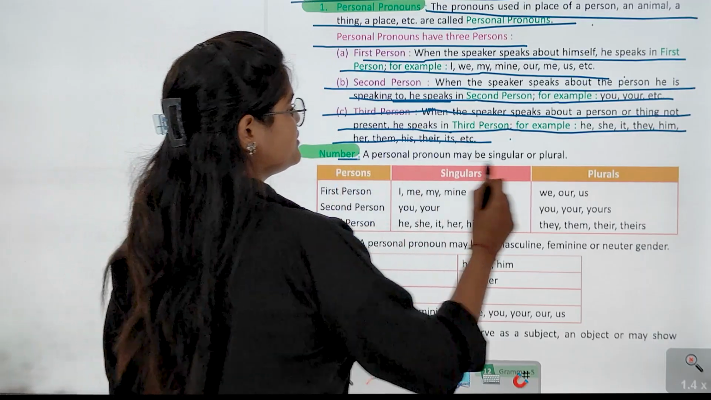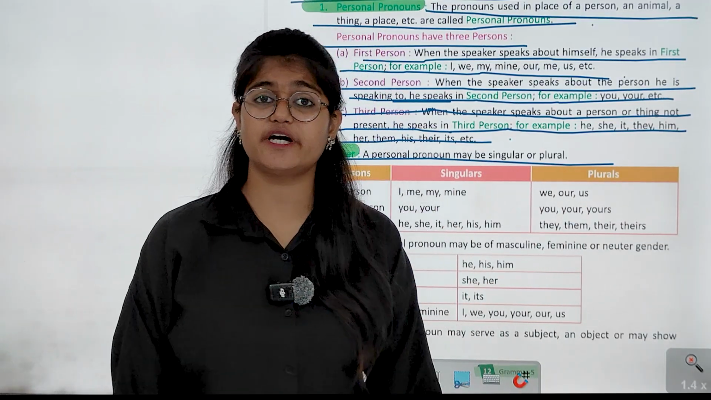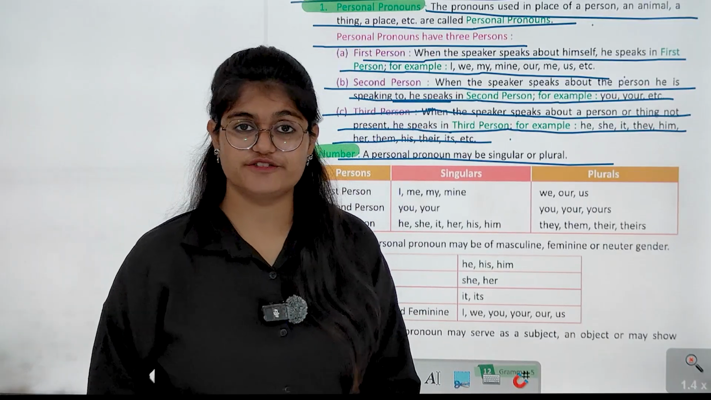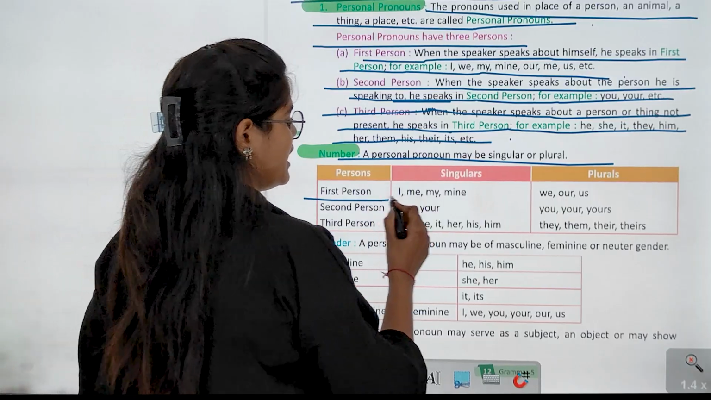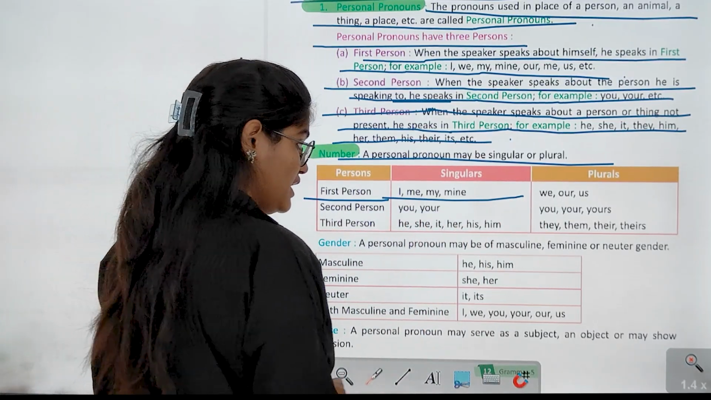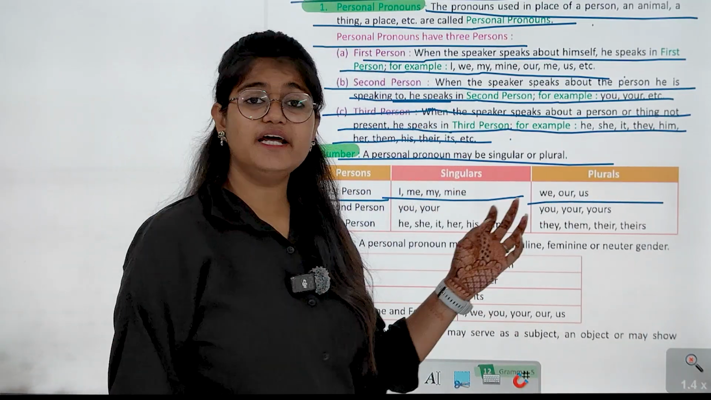राइट. A personal pronoun may be singular and plural. एक पर्सनल प्रोनाउन जो है वो या तो सिंगुलर भी हो सकता है या फिर प्लूरल भी हो सकता है. राइट. सो फर्स्ट पर्सन, सिंगुलर फॉर्म में आई, मी, माई एंड माइन. But in the plural forms, it might be we, our, and us.